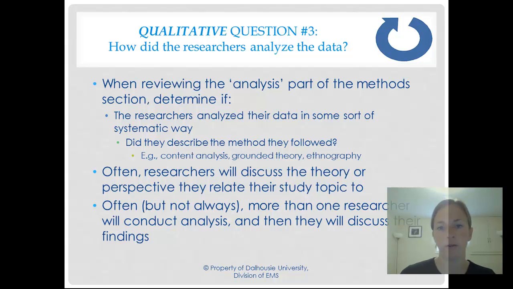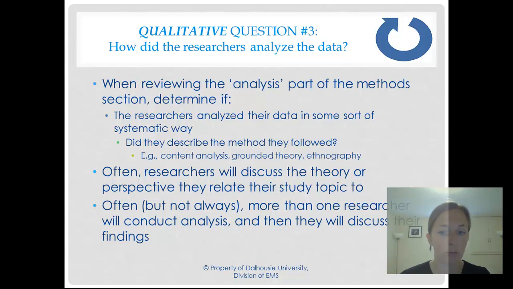And finally, for qualitative, let's talk about the third question, which is how did the researchers analyze the data? So this is when you're looking at the analysis part of the methods, which often is designated with subheadings such as study design, sample and setting, and now analysis. So you want to detect, did the researchers use some sort of qualitative analysis method to go through their data and come to their results? And they should describe what they did in terms of coming to their results. So you will see some terms like content analysis, grounded theory, ethnography written in some of the qualitative studies. So look for some sort of method.